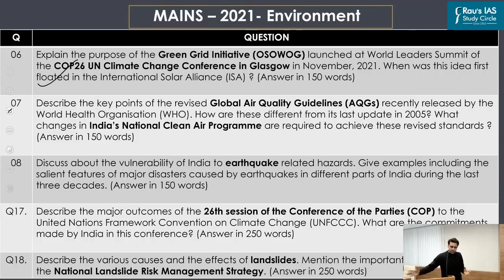We all know that COP26, the Conference of the Parties to the UNFCCC 26, was organized in the month of November, which continued until December at Glasgow. And so the first question from the environment section talked about the purpose of the Green Grid Initiative: One Sun, One World, One Grid.